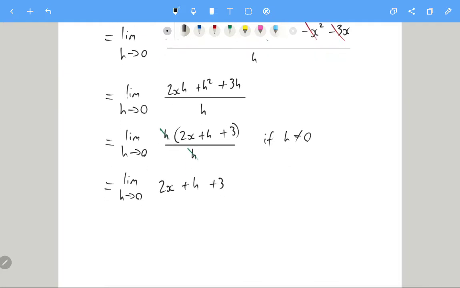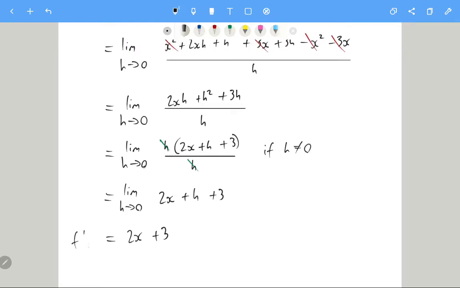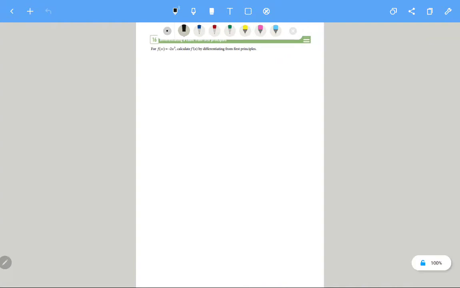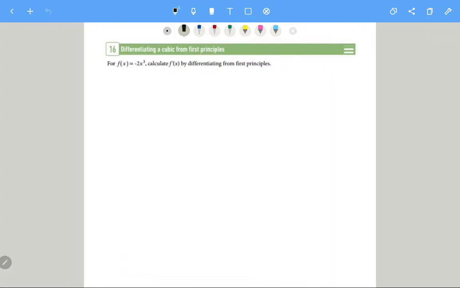Alrighty. And what happens now if h approaches 0? Well, we would just be left with 2x plus 3. Right? Because 2x plus 0 plus 3 is just 2x plus 3. So f dash of x is equal to 2x plus 3. So we've done a linear equation, we've done a quadratic equation. Let's try a cubic. Now for cubic equations, it's probably going to be a little bit annoying to work out f of x plus h, because it's quite an annoying thing to deal with whenever you've got brackets to the power of 3. So let's work that out first.